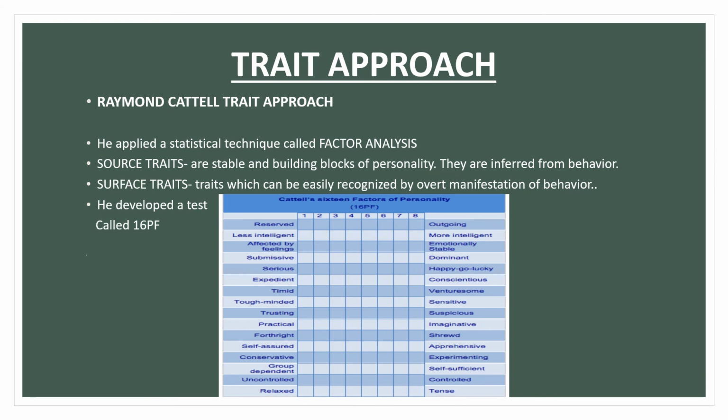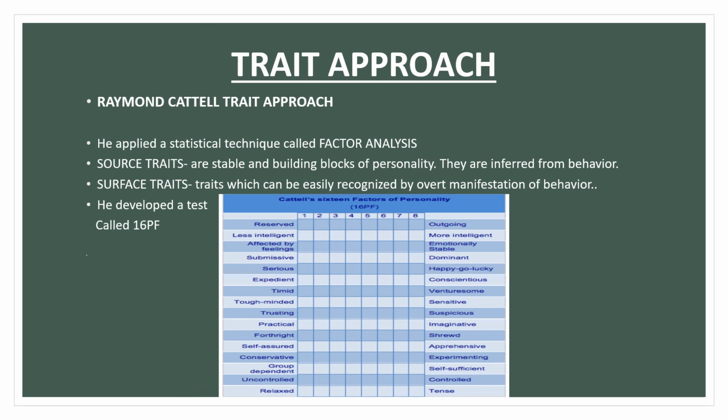Next, the trait approach is given by Raymond Cattell. He applied a statistical method called factor analysis to find out the number of traits, the correlation, and the variability between numbers of factors. He talked about two types of traits, source traits and surface traits. According to him, the source traits are stable building blocks of personality, and they are less visible to another person and appear to underlie several different aspects of behavior. They are inferred from behavior basically. For example, dominance and emotionality are source traits.